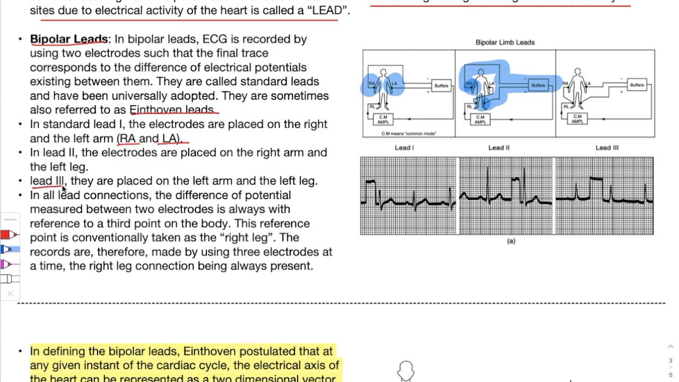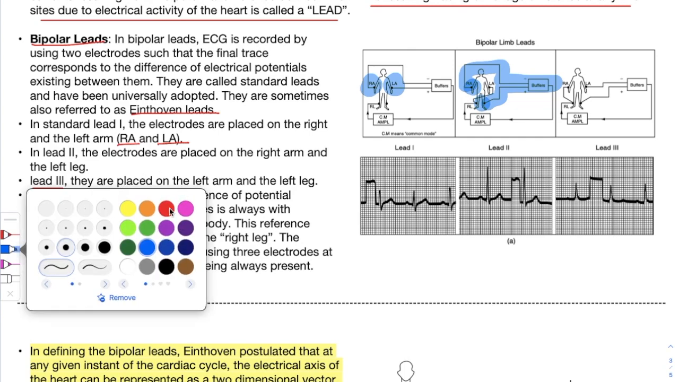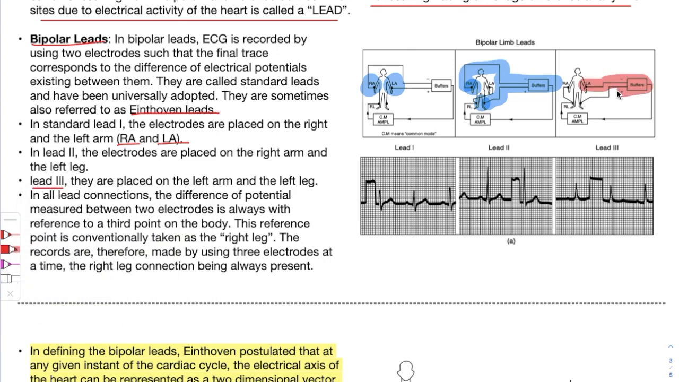In lead 3, they are placed on the left arm and the left leg.